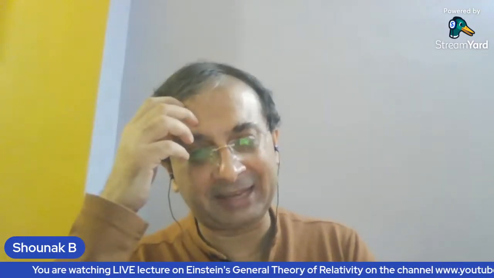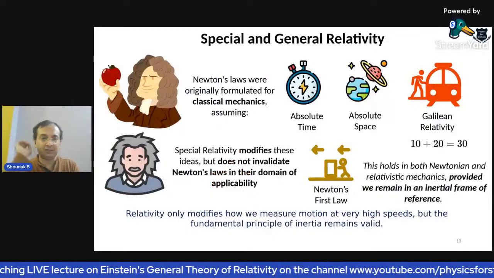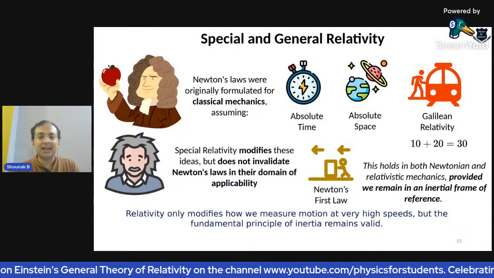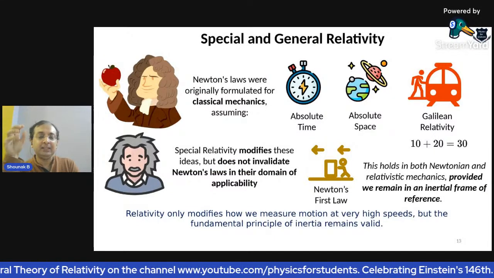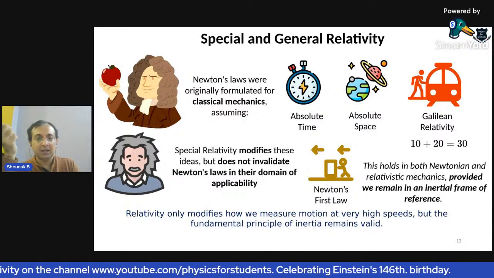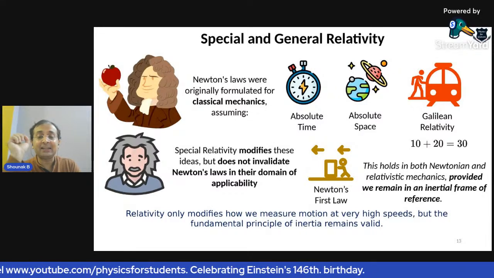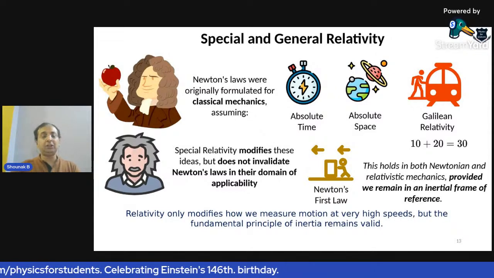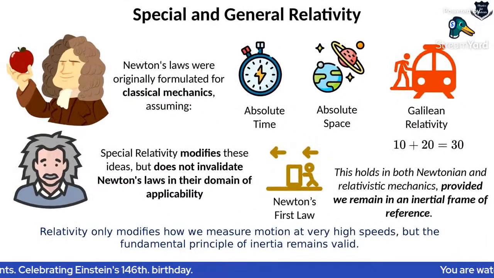But as we will see in special relativity, it never happens. Because if you add the speed of light to your velocity, you get something more than the speed of light, and that is not possible. So here is a problem with Newtonian mechanics when we apply it to special relativity. In special relativity, these things are modified, yes, but very important, it does not invalidate Newton's laws in their domain of applicability.